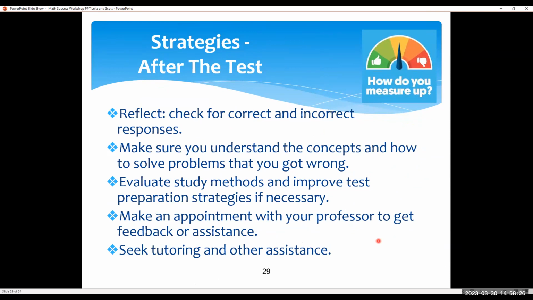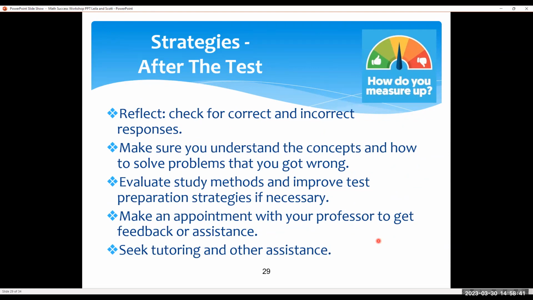And strategies after the test. You just took the test. You know you got some right. You know you maybe didn't get all of them right. Reflect. Okay, take some time. What did I do well? What are the pieces I don't know yet? Maybe I need to review a little bit.